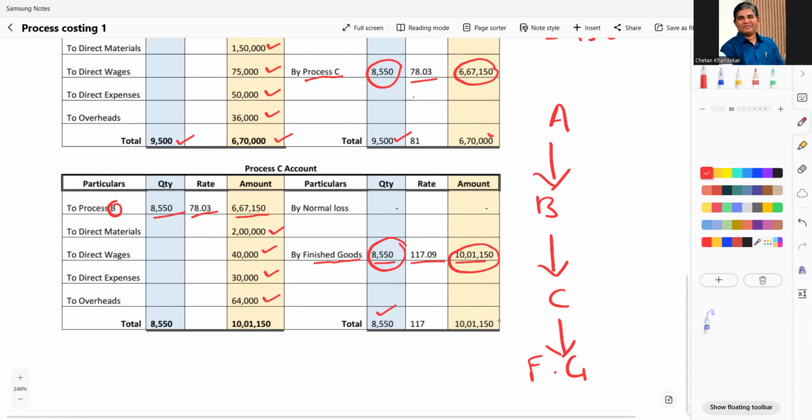Or in the next question, we will see the adjustment of goods sold instead of transfer to finished goods. So this was a basic question of process costing. In the next question, we will see normal loss as well as goods sold.